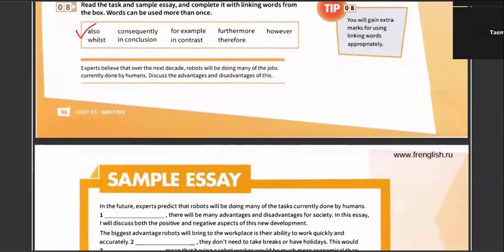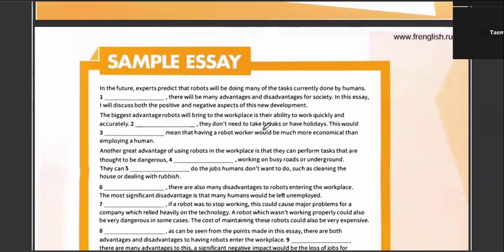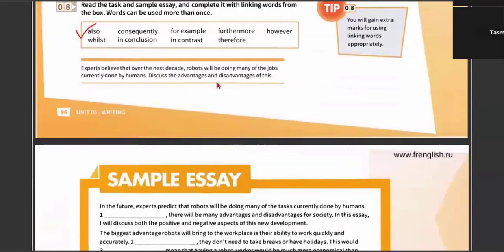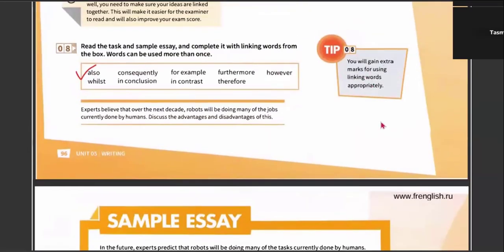We have to select from the box and we have to put these linking words in the sample essay, and we have to find out which blank suits which word appropriately. I mean, which word suits which blank appropriately. According to that, we have to fill in the blanks from here. And what is the tip that is given? You will gain extra marks for using linking words appropriately.